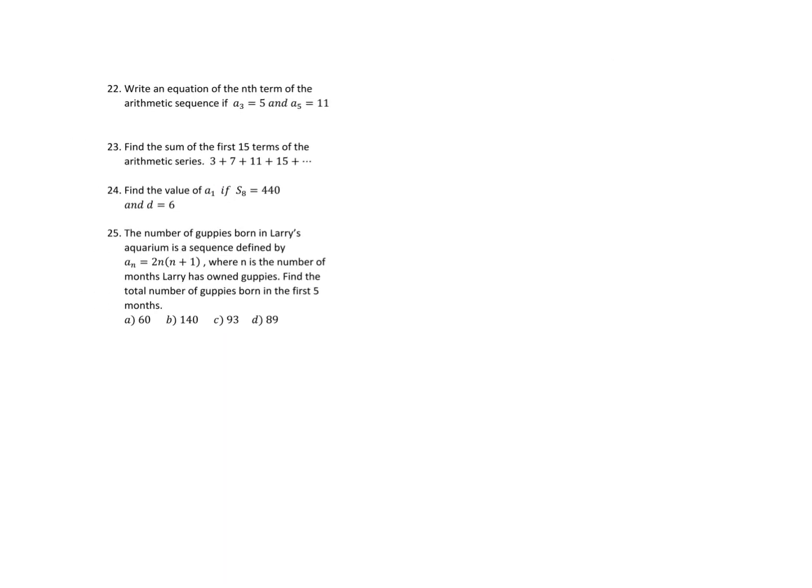Number 22, write an equation for the nth term of the arithmetic sequence. A3 is 5 and A5 is 11. So we had two ways to do this. The first way was using a system of equations. 5 equals A1 plus 3 minus 1 times D. I don't know A1 or D. So 5 is equal to A1 plus 2D.